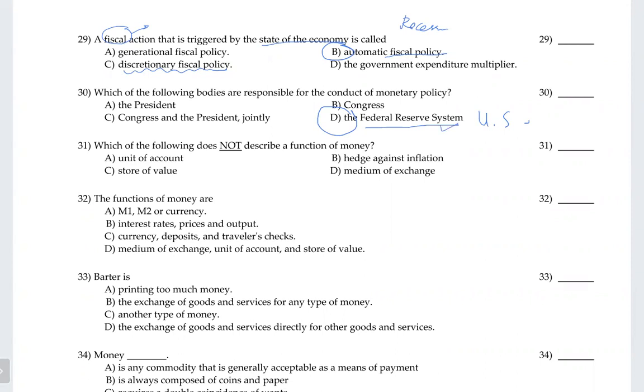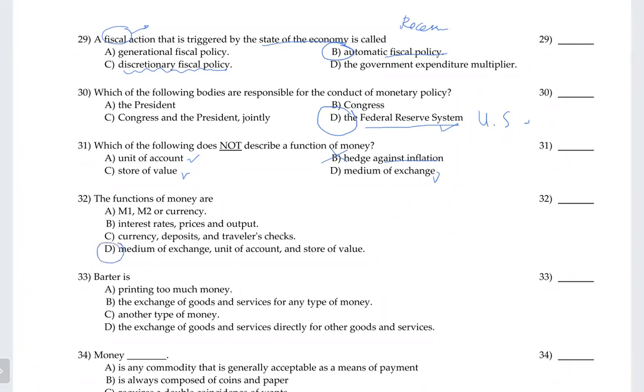Now, 31, which of the following doesn't describe a function of money? Okay. So the answer is B. It is a unit of account, store of value, and a medium of exchange. Right? So it doesn't hedge against inflation. As a matter of fact, money is going to expose you to inflation. Right? 32. The functions of money are, so that's just repetition, okay, B.